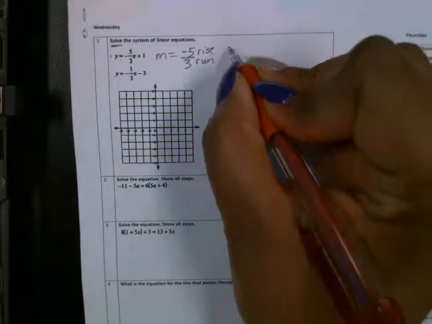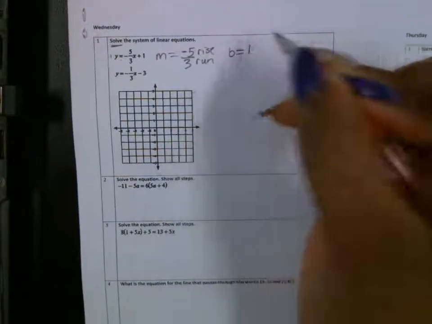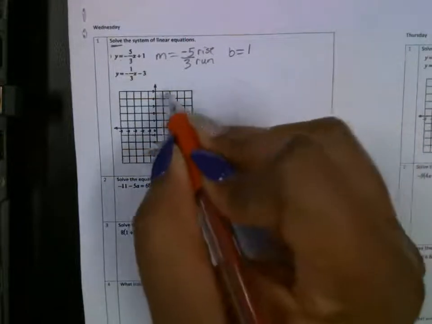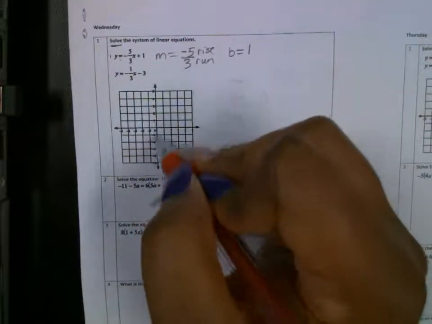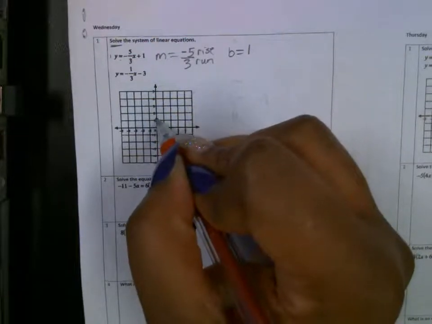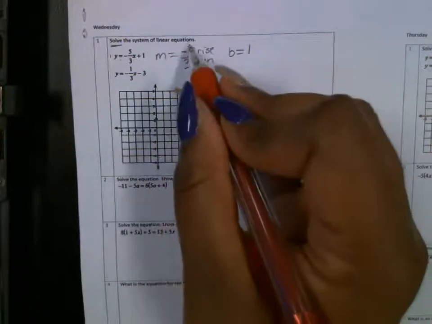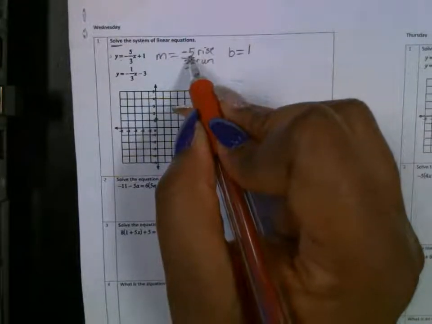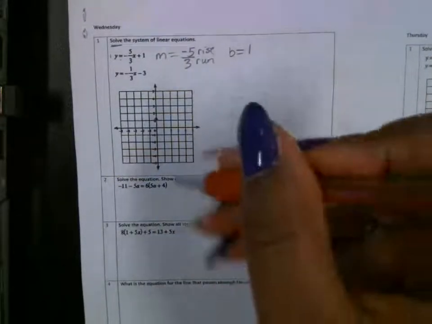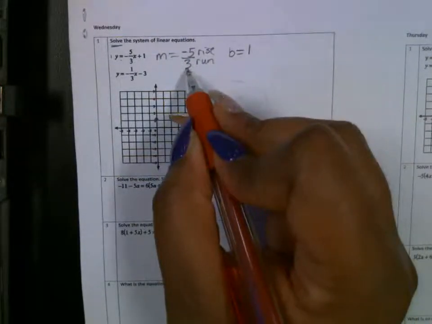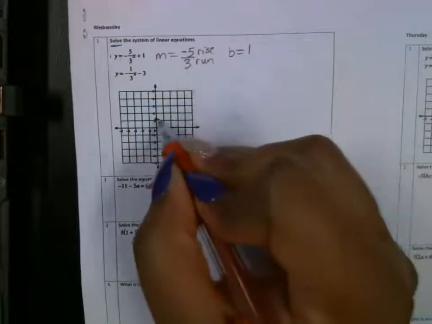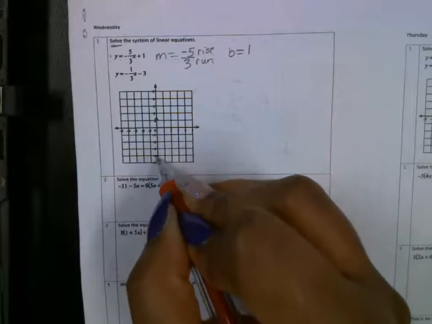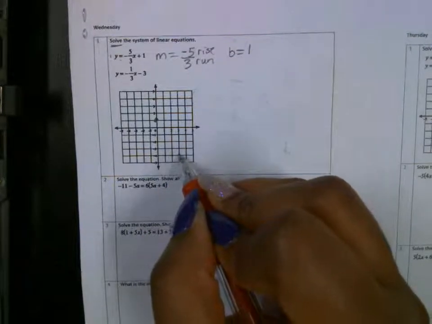Okay? My B here is going to be 1. So now I'm going to find B on the y-axis. B on the y-axis is right here. This is where I start. I'm going to use the rise over run to put points on the line. My rise is a -5, so that means I'm going to go down 5. My run is a +3, so that means I'm going to the right 3. So go down 1, 2, 3, 4, 5, and to the right 1, 2, 3.